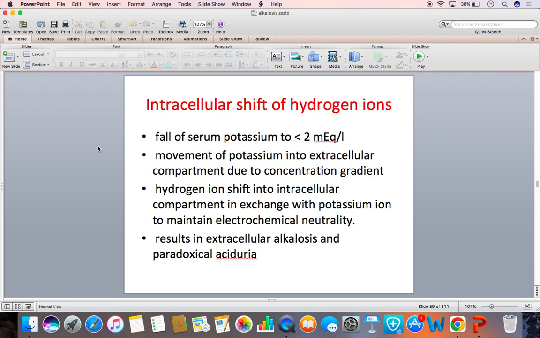Potassium is the intracellular cation. Its concentration is much higher than in the extracellular fluid. So there will be movement of potassium from the intracellular compartment to the extracellular compartment because of the concentration gradient. Hydrogen ions shift into the intracellular compartment in exchange for potassium ions to maintain electrochemical neutrality. That is what happens in hypovolemia, resulting in metabolic alkalosis secondary to the renin-angiotensin-aldosterone axis being stimulated. This results in extracellular alkalosis and paradoxical aciduria.